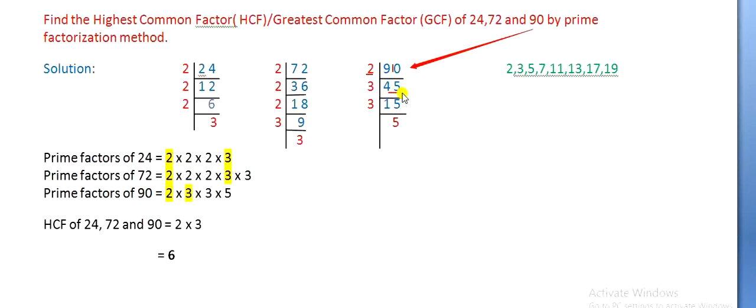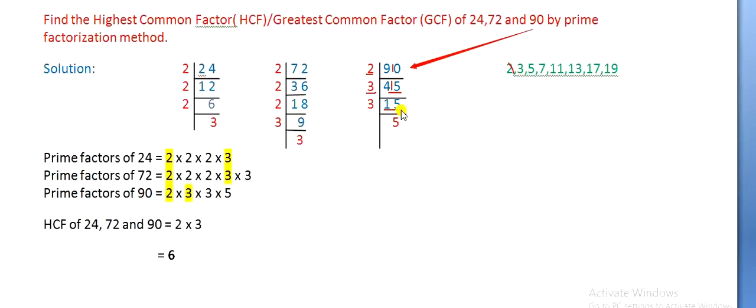45 is an odd and composite number. It is not divisible by the first prime 2. We leave this 2. Next prime is 3. We will apply the divisibility test of 3. 4 plus 5, it is 9. 9 is a multiple of 3. Hence we can say that 45 is divisible by 3. We took 3 and we wrote 3 here. 45 by 3. 3 ones are 3. 4 minus 3, we got remainder as 1. 1 and 5 forms the number 15. 3 fives are 15. We got the quotient as 15.